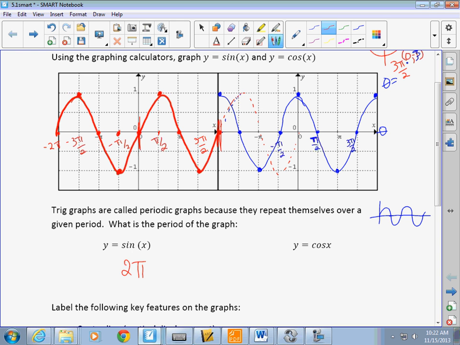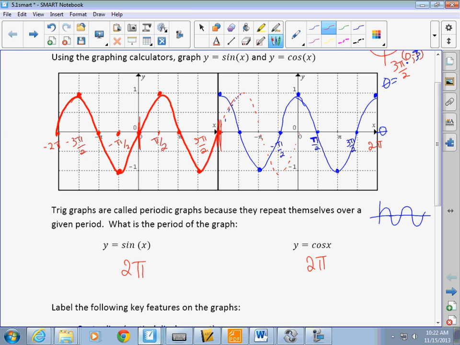Right, so y is equal to cos x. I started at 1 when my theta value was 0, so the next time I start at 1 is here at 2 pi. That means my period for this one would also be 2 pi. And you could shift that left or right, but it doesn't matter what shift you do, it's still going to repeat itself after 2 pi.